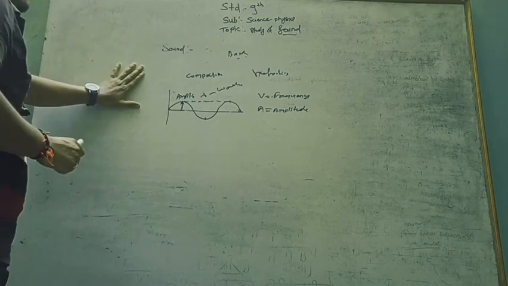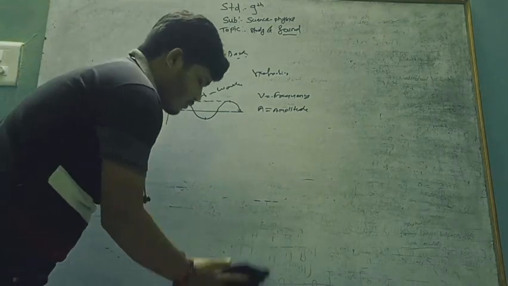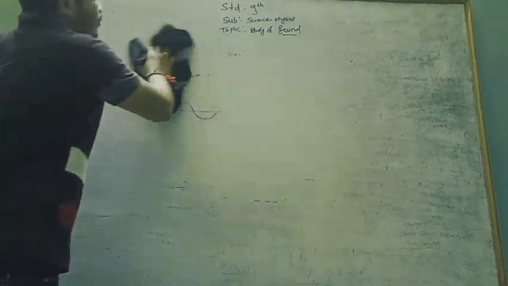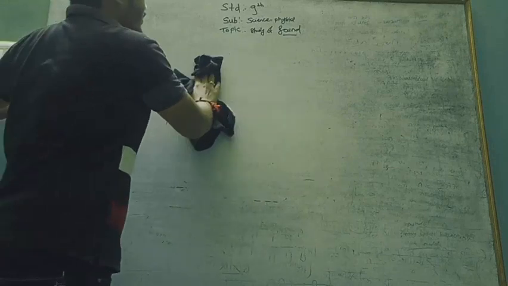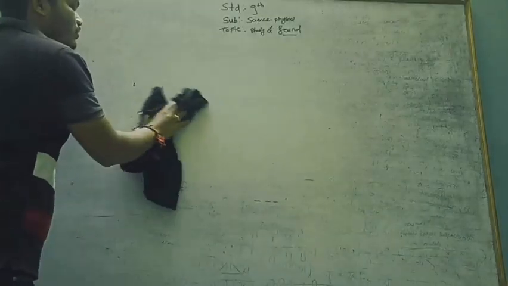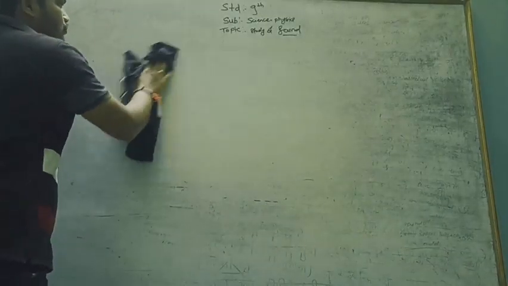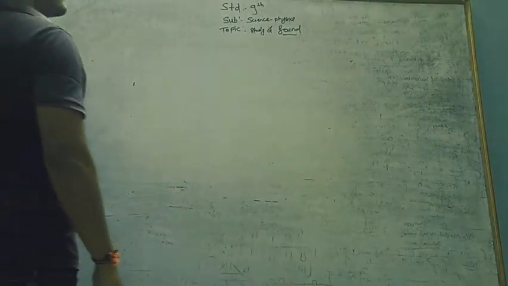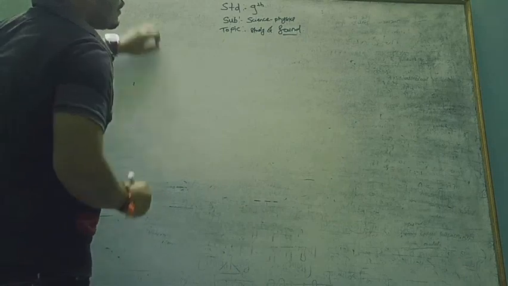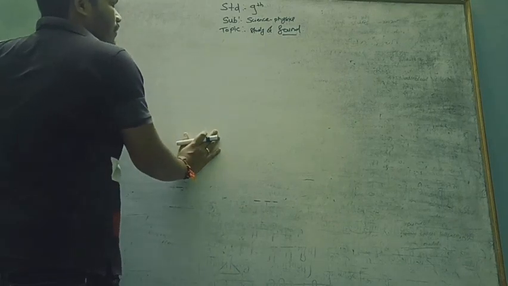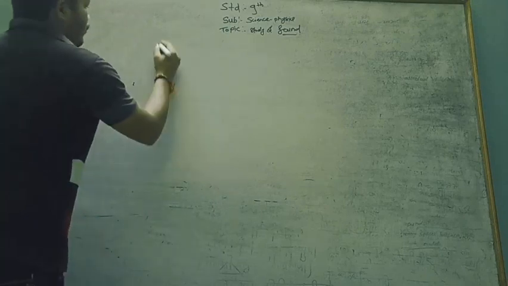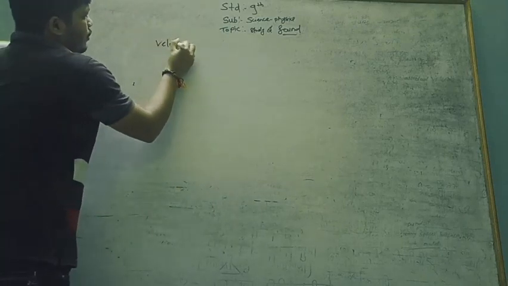Now we have to study the velocity of sound. What have we studied so far? We have studied the definition of sound, that a medium is necessary for the transmission of sound, and that sound waves are in the form of longitudinal waves. What is a longitudinal wave? The wave in which the particles of the medium vibrate in the same direction as that in which the wave travels.